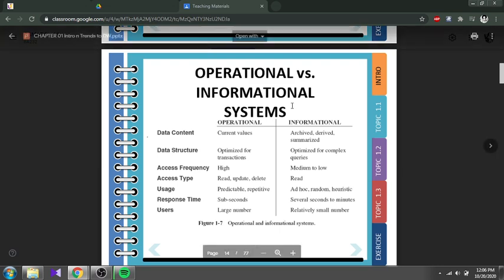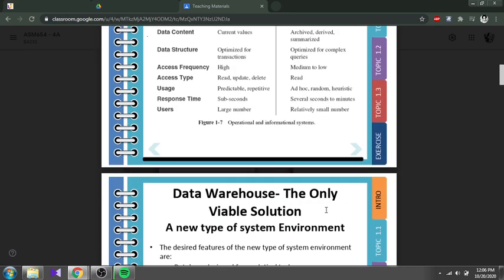Alright, so the users for the operational are mostly a large number, and for the informational it is a relatively small number, just the managers and CEO for decision making, because not everyone needs to be in the decision-making process. This is just the high hierarchy in the company making the decisions.